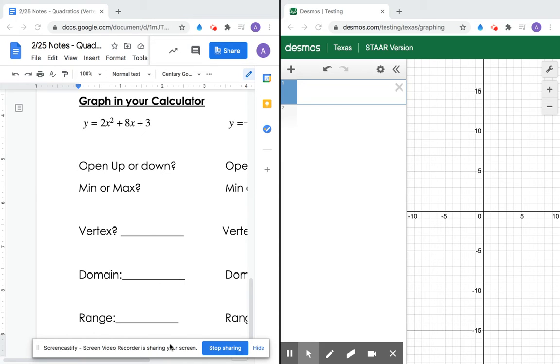In this video, you're going to practice using your calculator to graph quadratic equations and identify key features. So your equation must be in standard form. We're going to copy the equation exactly the way it is here.